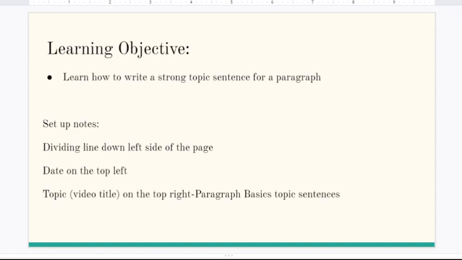So, first, let's set up your notes. If you don't have notes that have been set up for you, then get a piece of lined paper and draw a dividing line down the left side of the page, kind of near the red line that usually runs down the left side of lined paper. Then write the date on the top left and the topic or the video title on the top right. And the topic of this video is Paragraph Basics, Topic Sentences. Then your notes are set up and we're ready to go.